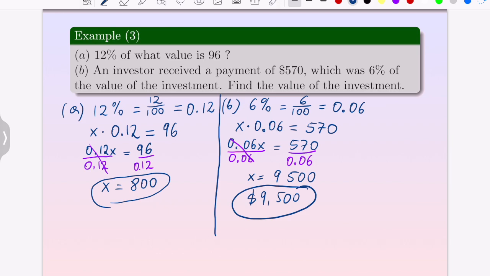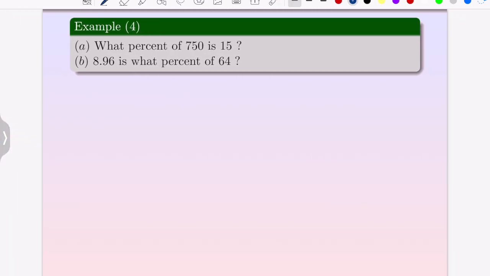So we're using all the time the original value times percentage in decimal is equal to the final amount. Now we are asking what percent of 750 is 15. So now we're asking for percentage. So in that case, we have the original amount, the final amount, and we're asking for percent. So part A, we have original 750 times x is equal to the final amount.